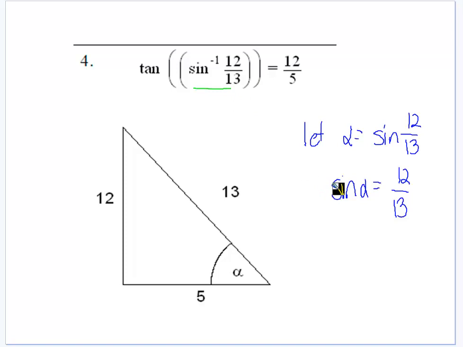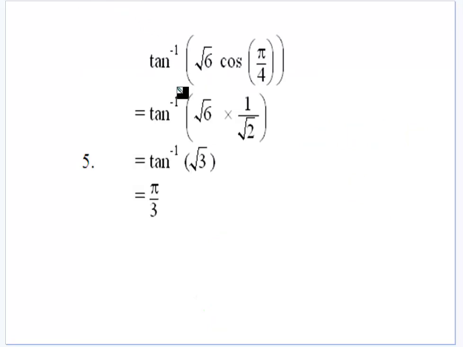Inverse sine of 12 on 13, again, let that be equal to alpha. So sine of alpha is 12 on 13, so the opposite on the hypotenuse is 12 on 13. By Pythagoras, we get 5 there. Tan of alpha would be the opposite on the adjacent, 12 on 5. Inverse tan of root 6 cosine pi on 4. What's cosine of pi on 4? That's going to be 1 on root 2. And root 6 on root 2 gives us root 3. Inverse tan of root 3 is going to give us pi on 3.